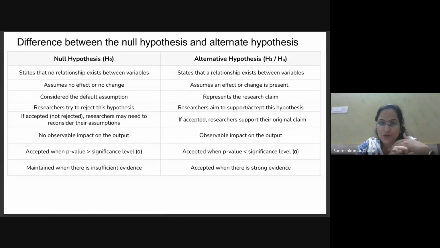The last important difference is that the null hypothesis is maintained when there is insufficient evidence. And the alternate hypothesis is accepted when there is strong evidence from the experimentation and the expected results through a long chain of experimentation. That's where I accept the alternate hypothesis. So these are the major differences between the null hypothesis and alternate hypothesis.